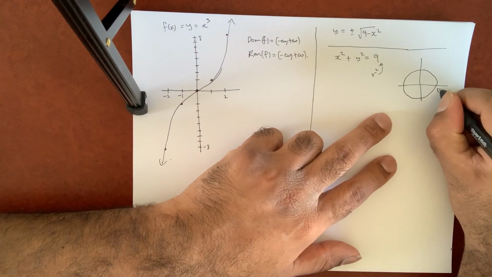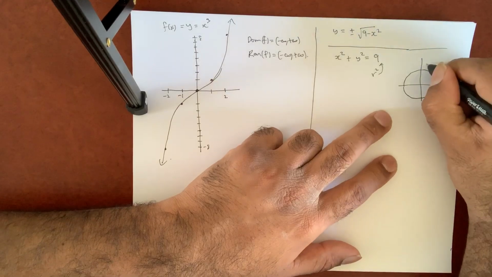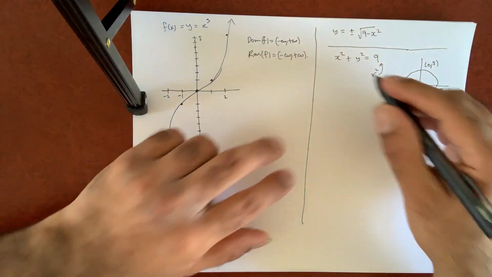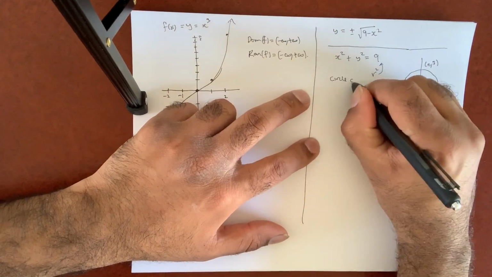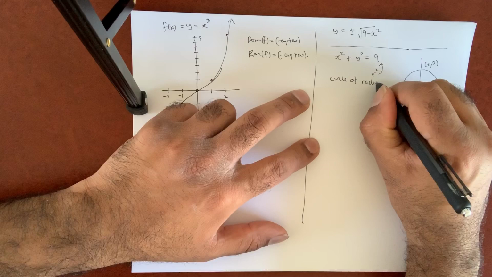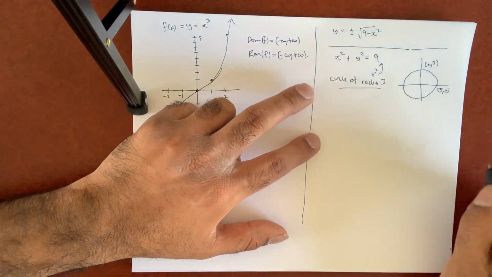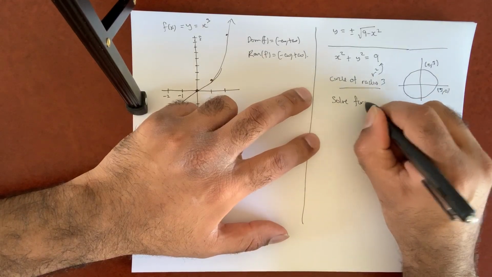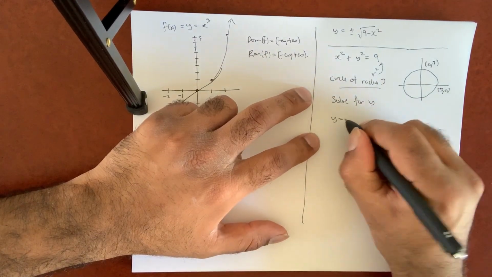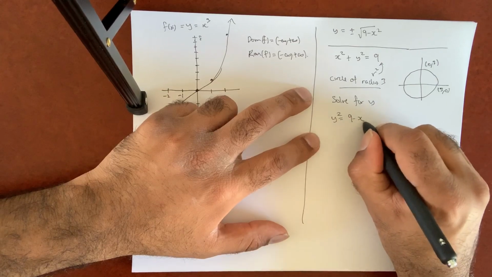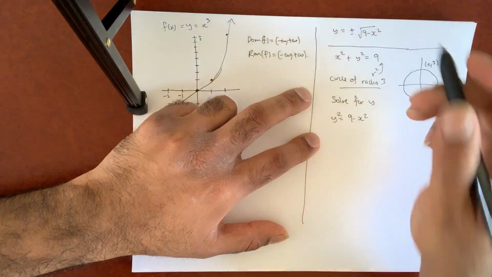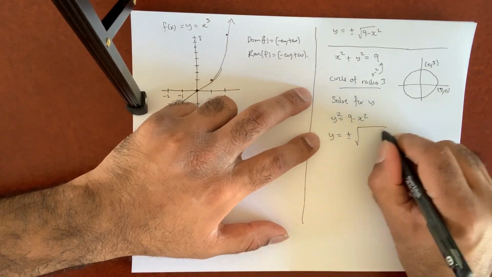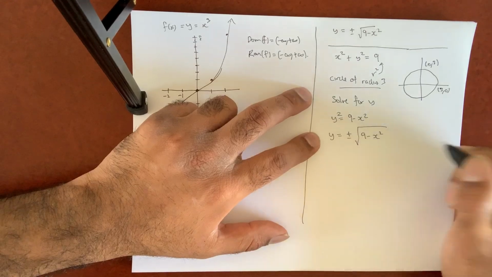This is (3, 0), this is (0, 3), and so on and so forth. So this is a circle of radius 3. And so you say, well, let's solve for y. So y squared is 9 minus x squared. You can see this 9 minus x squared there. So if you solve for y, you get plus or minus the square root of 9 minus x squared.